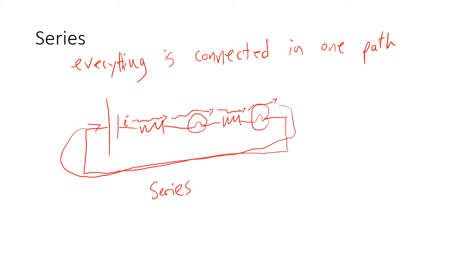Let's talk about the other kind. The other kind is a parallel circuit. So fun. So a parallel circuit is when there are branching pathways.